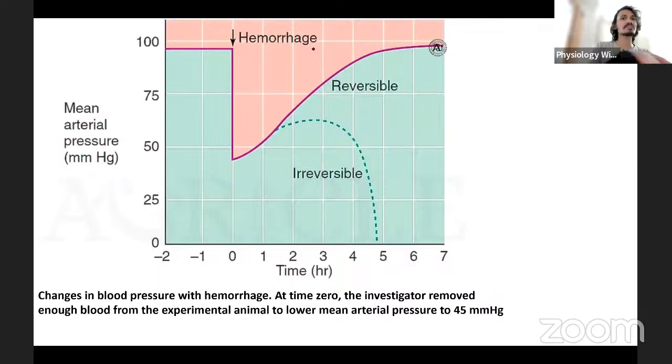So you can see here, hemorrhage is there, the reversible phase is there, and it's coming back to normal. But if it goes into the irreversible phase, eventually the person will die.